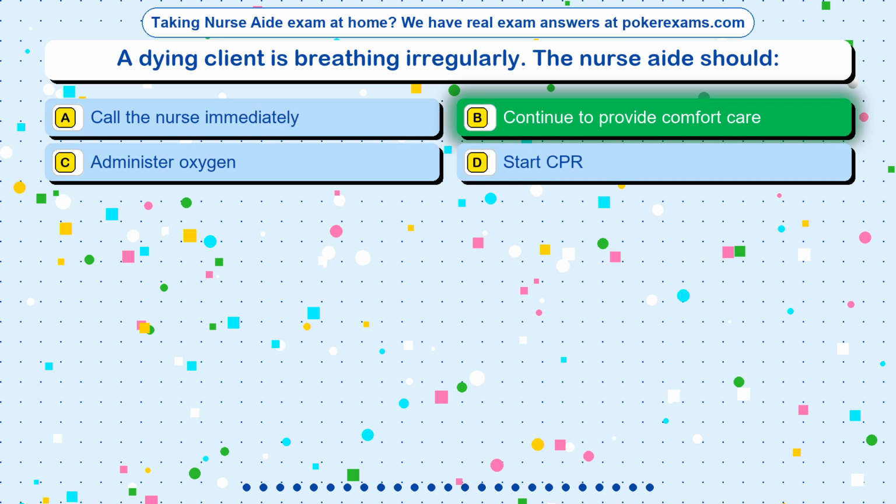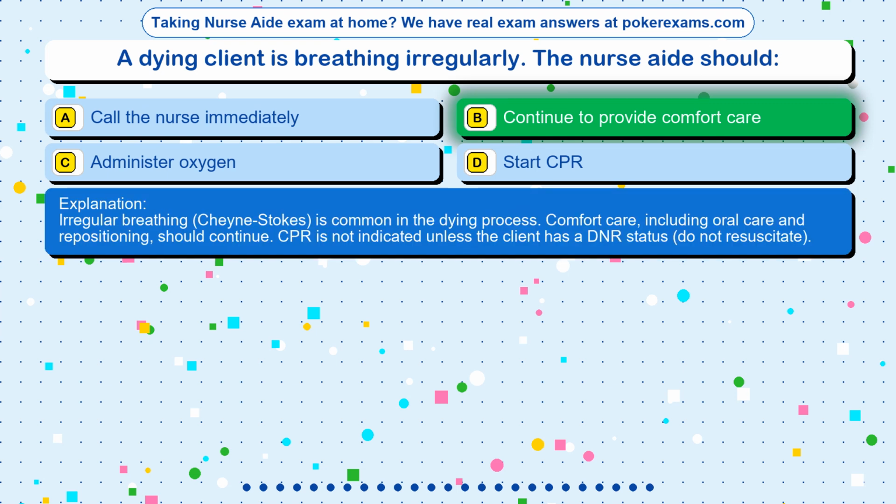The correct answer is option B, continue to provide comfort care. Irregular breathing, Cheyne-Stokes, is common in the dying process. Comfort care, including oral care and repositioning, should continue. CPR is not indicated unless the client has a DNR status, do not resuscitate.